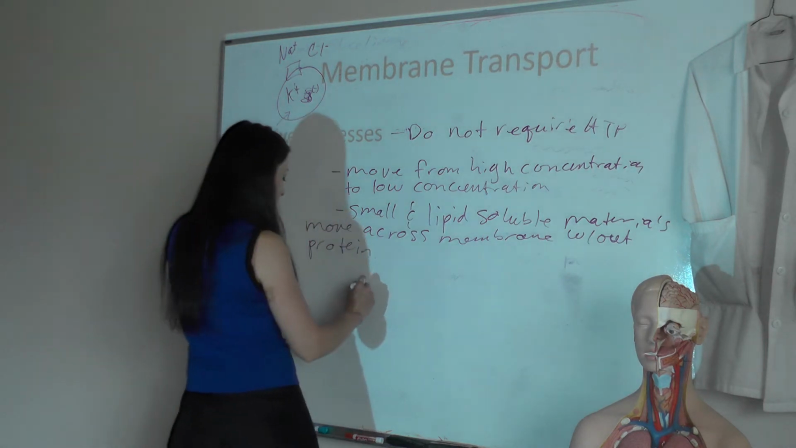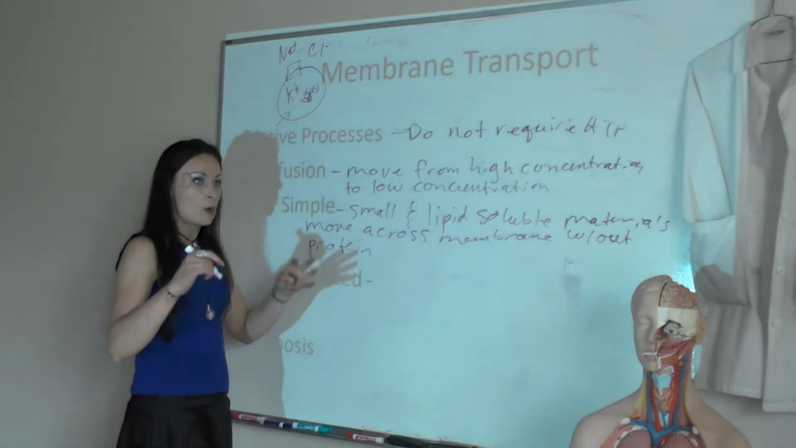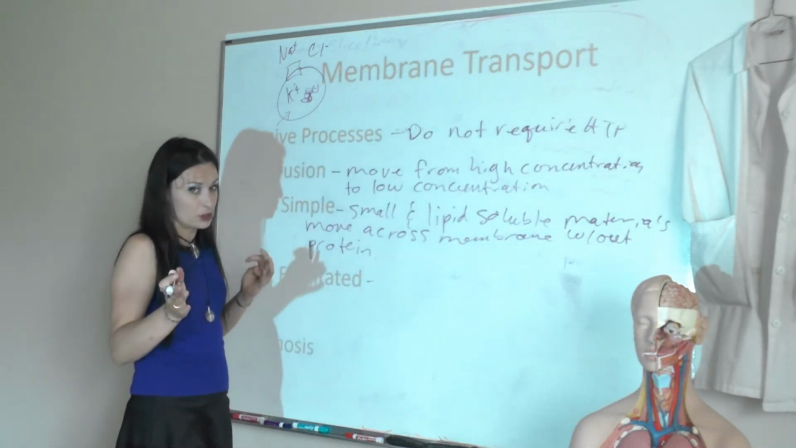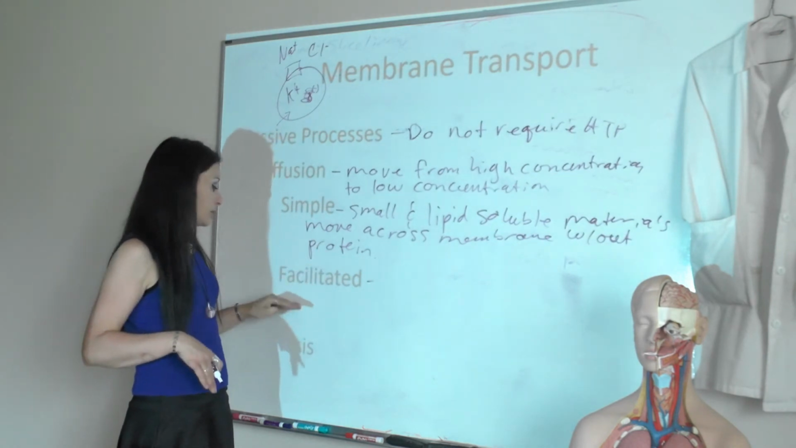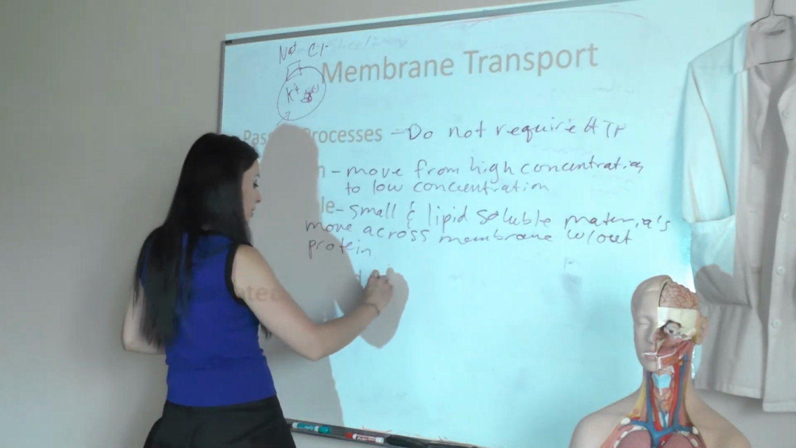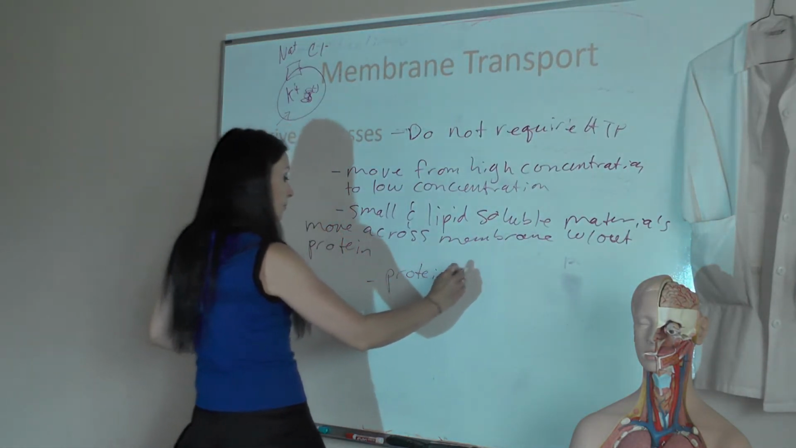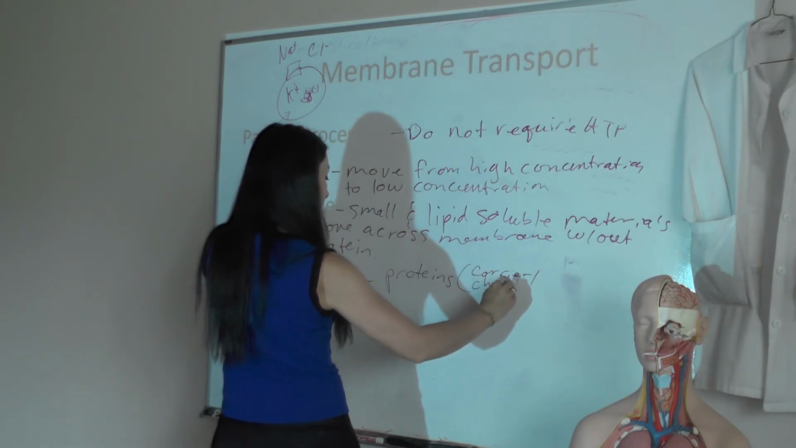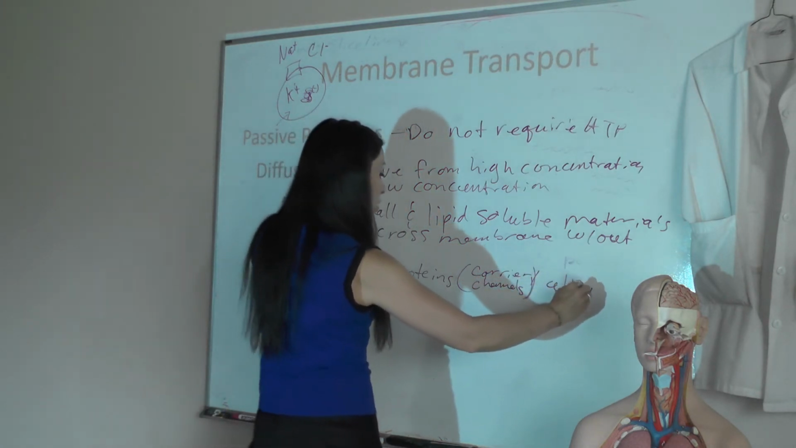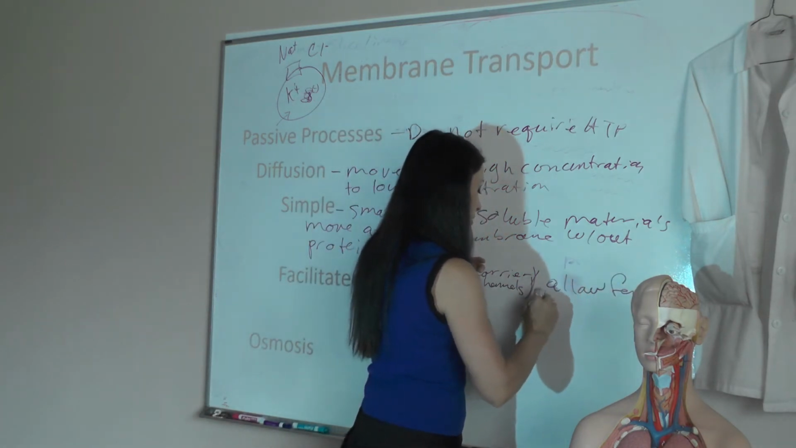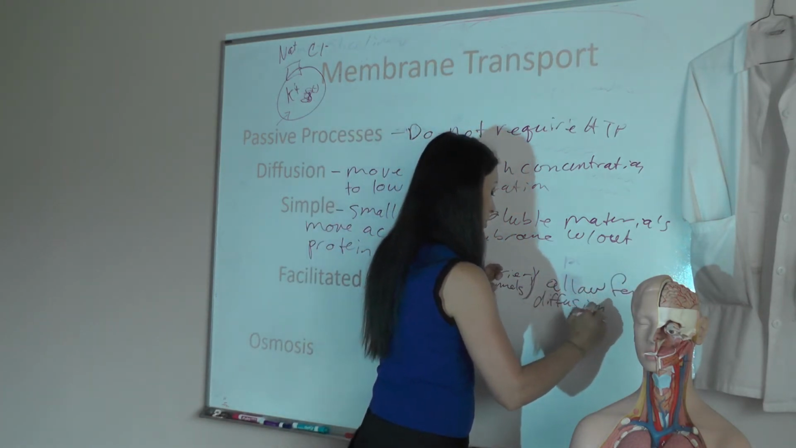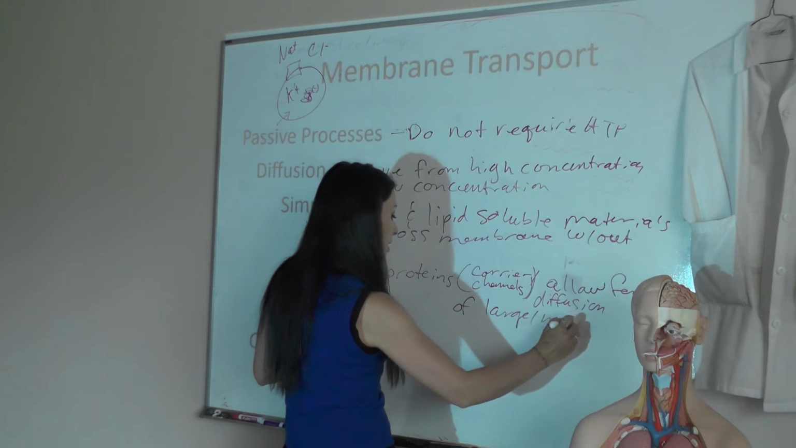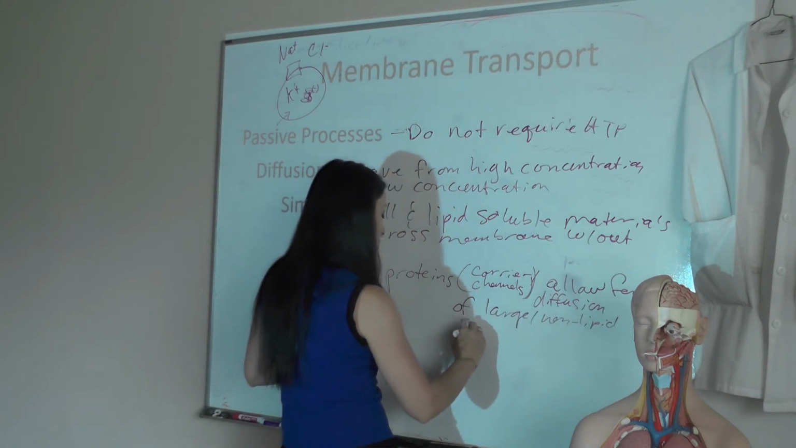So what we can say here is that we have some either kind of carrier, which is going to be one that changes shape, or a channel, which is just open, or opens in response to some kind of stimulus. Those are going to be the proteins that are going to facilitate diffusion. So we could say proteins, and then I'll put in parentheses, carriers or channels, allow for the diffusion of larger or non-lipid soluble substances.